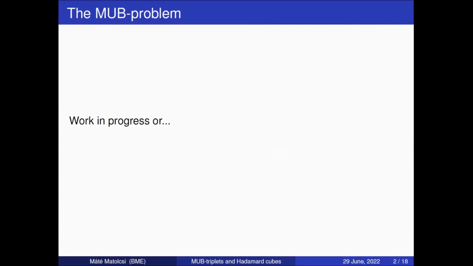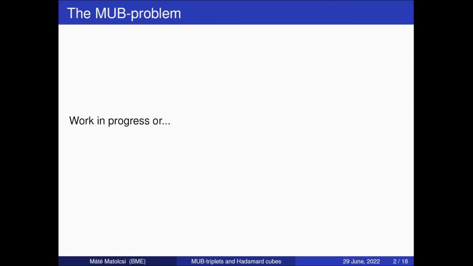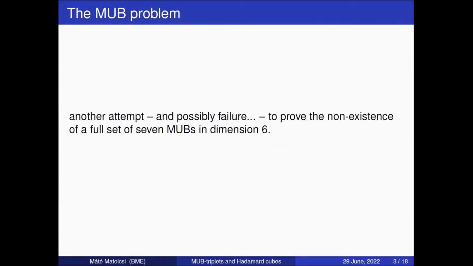Yeah, so I should say it's work in progress, and maybe I should mention my colleagues, Mihály Weiner, who was speaking an hour ago, and Daniel Varga and Ákos Macangos. And as it says, it's work in progress, or another attempt and possibly another failure to prove the non-existence of full sets of 7 MUBs in dimension 6.